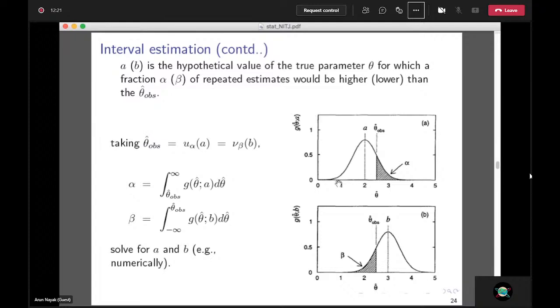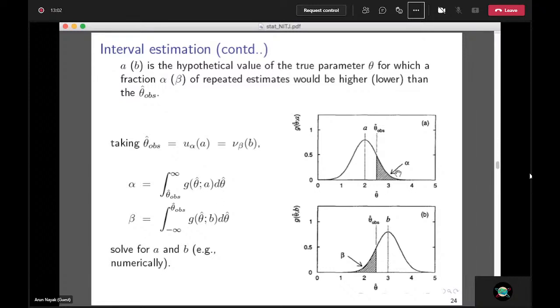So if we consider A is the true parameter, then we will find the distribution of theta hat like this, assuming A is the true parameter. Then if we observe, say for theta hat, we got an observed value from an experiment, theta observed, then the probability alpha will be the area under this curve above this theta observed. So you can write alpha is the integral from theta observed to infinity of g of theta hat given A, assuming A is the true parameter.